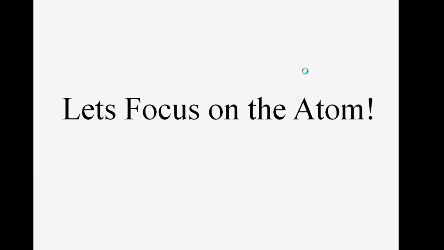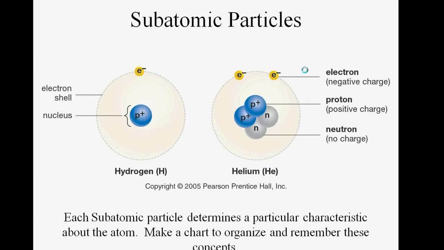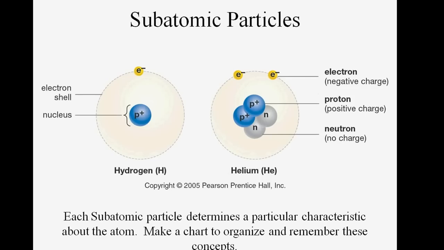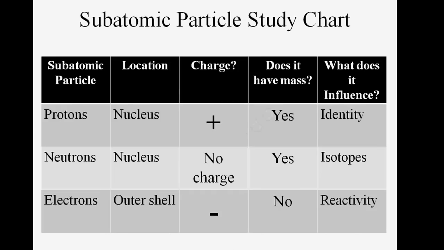So let's move on and focus on the atom. The atom has two main areas. It has a nucleus and it has an electron shell. Now, you find that you have three main subatomic particles: the proton, the neutron, and the electron. And each of these subatomic particles determine a particular characteristic about the atom. So I advise you to make a chart and organize and remember these concepts. This is what my chart would look like. So if you want to, you might want to go ahead and write that down.